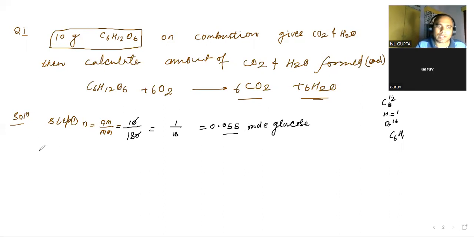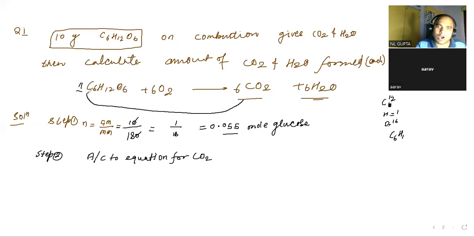Now step number 2. Let us see, what can be the step number 2? Step number 2, they are saying, is according to the equation. According to the equation, how many mole are there here? 1 mole. How many mole according to the equation for CO2? 1 mole of C6H12O6 gives how many mole CO2? 6 mole. Yes or no?